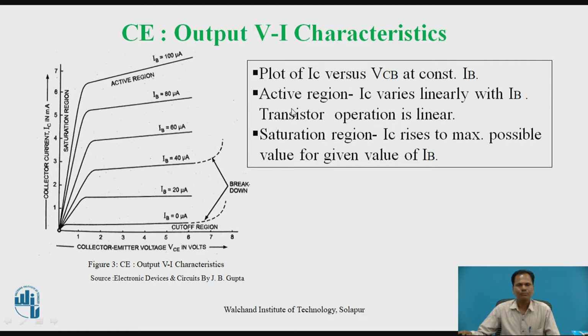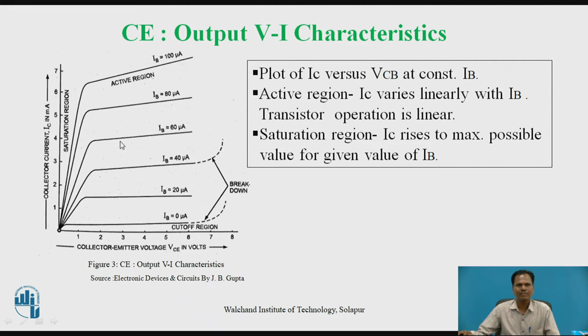In the active region, the collector base junction remains reverse biased and the base emitter junction remains forward biased. The operation of the transistor is linear. The output collector current is directly proportional to the input base current IB. As IB increases or decreases, correspondingly IC increases and decreases. So whenever a transistor is operated as an amplifier, it is always operated in the active region.